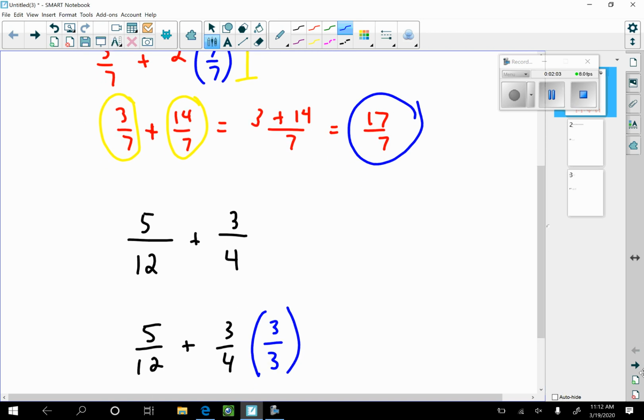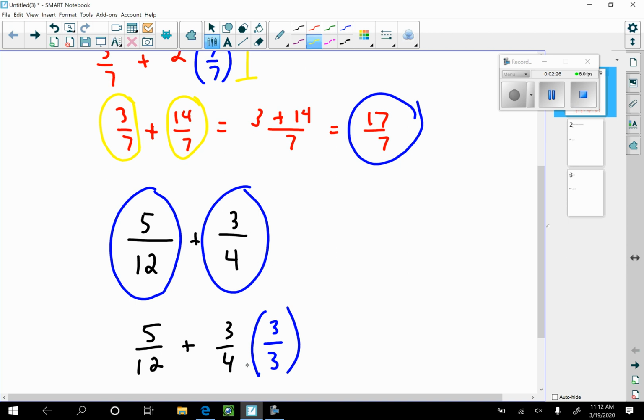5/12 plus 3/4. I have to have common denominators, and most of the time I want to find the least common denominator of these two fractions. And what is the least common denominator? It's going to be the least common multiple of 4 and 12, which is 12. And how do I turn 4 into 12? I'm going to multiply 4 times 3. But if I multiply the bottom by 3, I have to multiply the top by 3. And note that all I'm doing is multiplying 3/4 times 1.